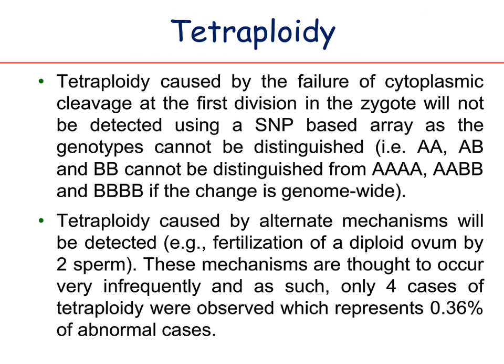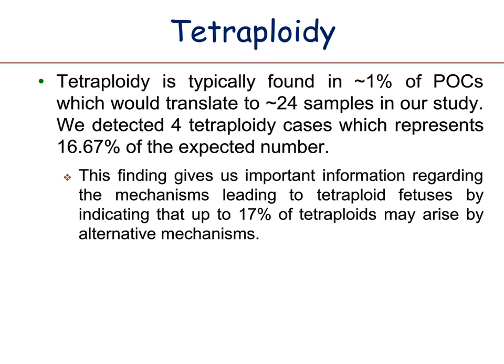And as such, we only saw 4 cases of tetraploidy, which represents about 0.36% of the abnormal cases. But if you extrapolate, we know that tetraploidy is typically found in 1% of POCs, which would translate to about 24 samples in our study. We detected 4 tetraploidy cases, which represents almost 17% of the expected number. So this finding gives us important information regarding the mechanisms leading to tetraploid fetuses, by indicating that potentially up to 17% of tetraploids may in fact arise by these alternative mechanisms.